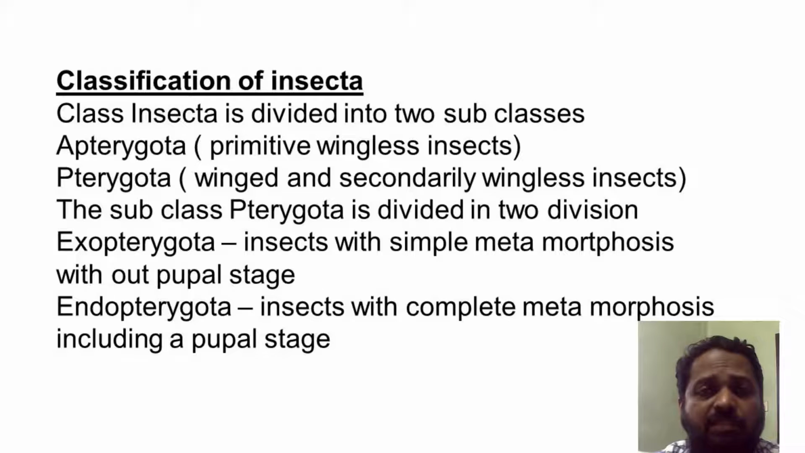We are going to classify the insects into several orders. The class Insecta is divided into two subclasses: Apterygota, primitive wingless insects, and Pterygota, winged and secondarily wingless insects. The subclass Pterygota is divided into two divisions: Exopterygota, insects with simple metamorphosis without a pupal stage, and Endopterygota, insects with complete metamorphosis including a pupal stage.